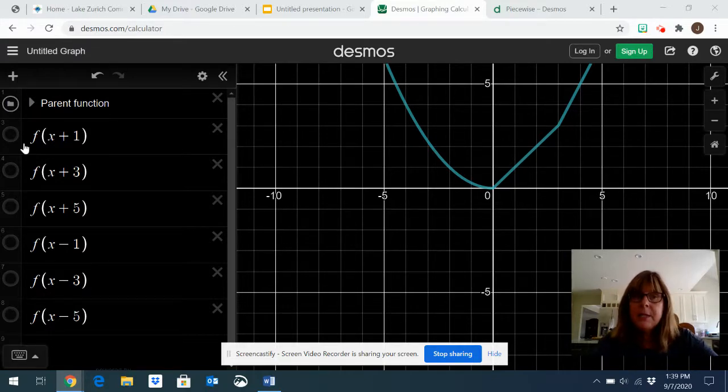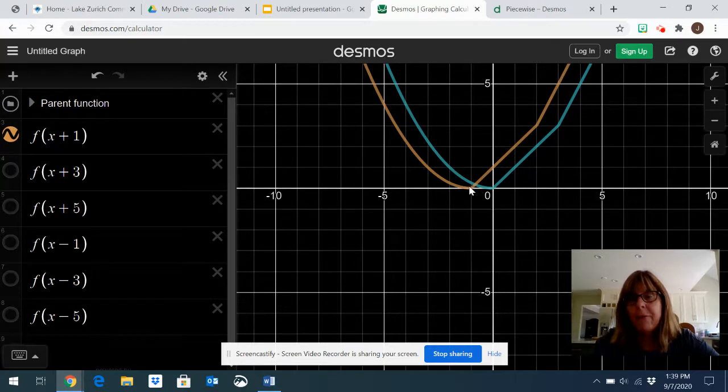All right, now I'm going to turn this on and let's see if you were correct. So it looks like the blue graph moved to the left one space. It looks like this point right here moved to the left one space. This point to the left. It looks like everything moved left one space. Is that what you were thinking?